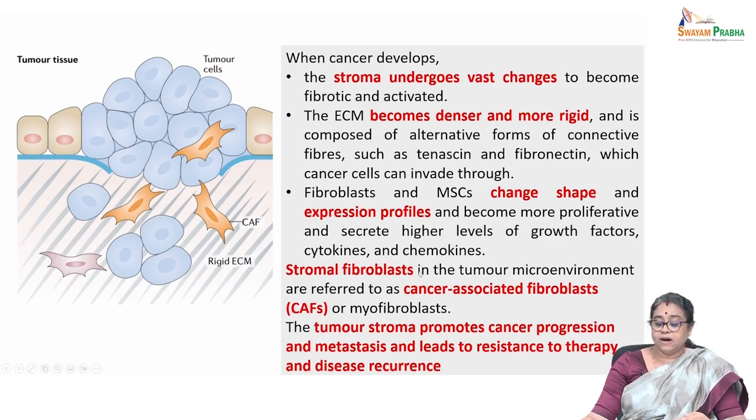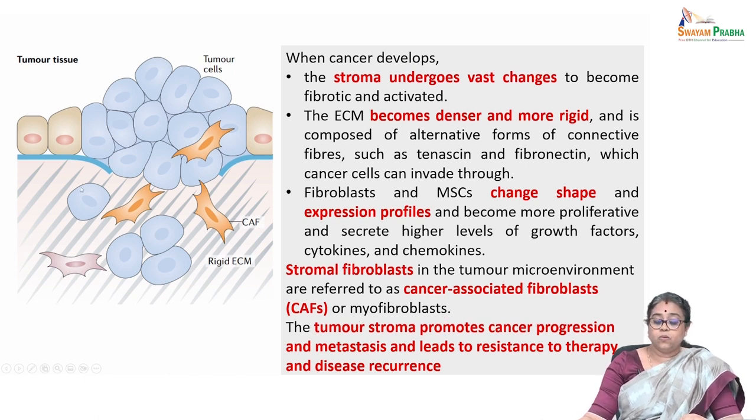The stromal fibroblasts in the tumor microenvironment are referred to as the cancer-associated fibroblasts. That is what we call CAFs, or the myofibroblasts. Once the stromal fibroblast is converted to a cancer-associated fibroblast, the kind of cytokines and chemokines that will be secreted by them will promote tumor formation. The tumor stroma promotes cancer progression and metastasis and leads to resistance to therapy and disease recurrence. That is why the tumor stroma is very, very important in cancer therapy.